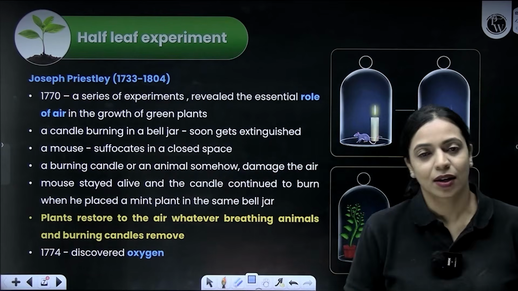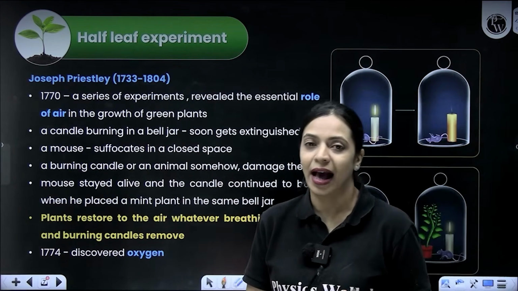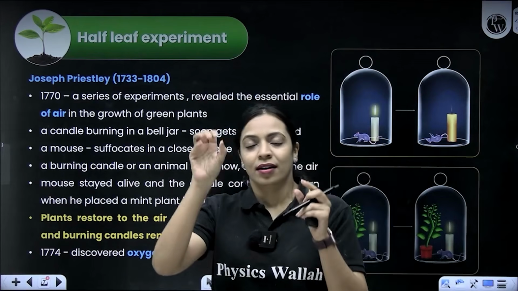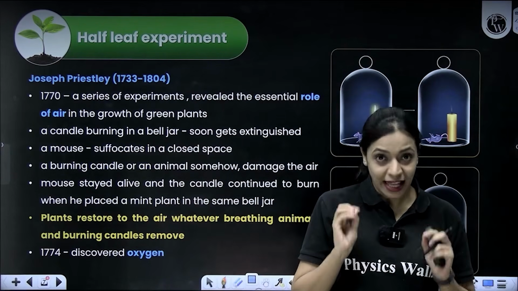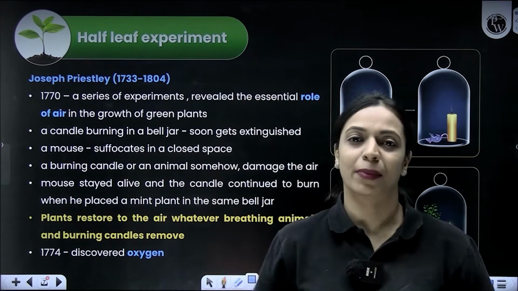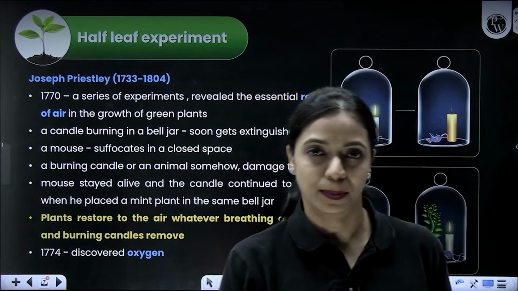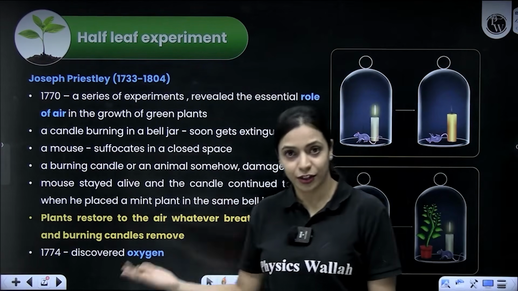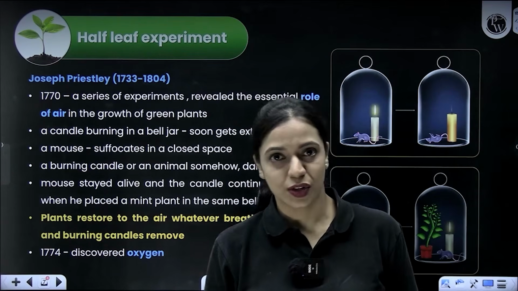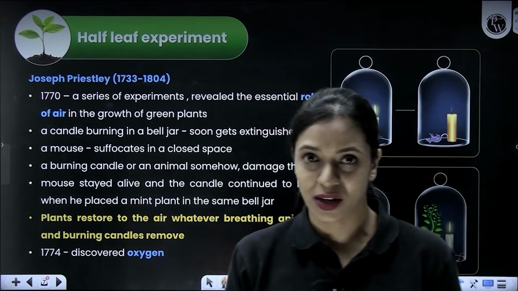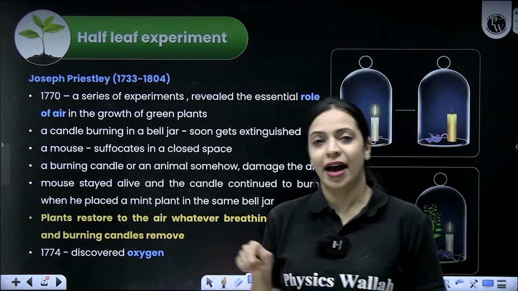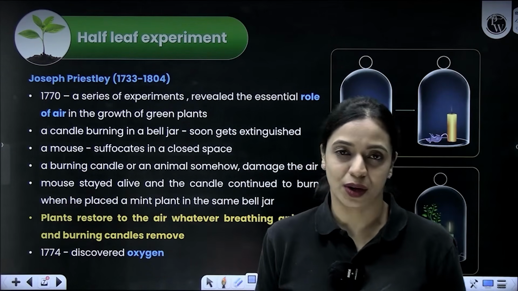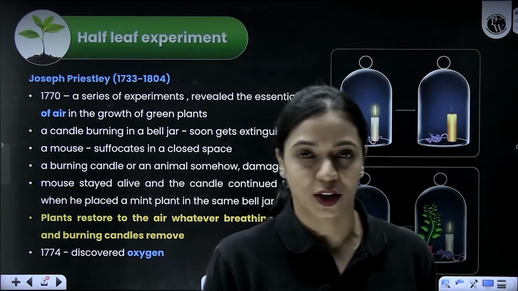So he says, whatever the burning candle and the breathing mouse are taking away from the air, damaging the air, that thing is given back to the air by a plant. That is why the burning continues and the animal continues to survive. For burning, oxygen is essential for combustion, right? And for breathing, of course, we need oxygen. The mouse is an aerobic animal, so it also requires oxygen. In the absence of oxygen, it cannot survive.